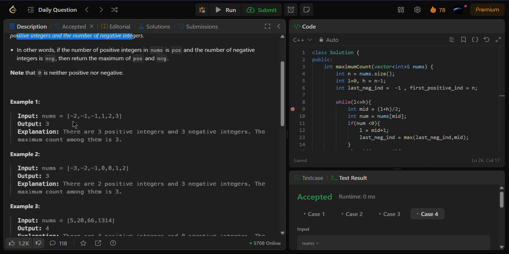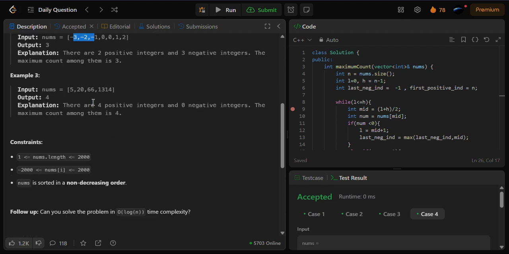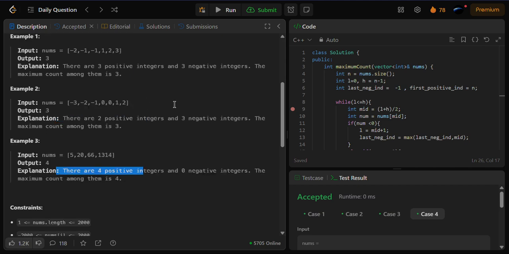For example, in this example, we have three negative integers and three positive integers. We have to give out the maximum of them, that is three. In this one, we have three negative integers and two positive integers. Remember, 0 is neither negative nor positive, so you have to give out the maximum of them, that is 3. In this one, all are positive integers, so 0 negative and 4 positive. So the maximum would be 4.